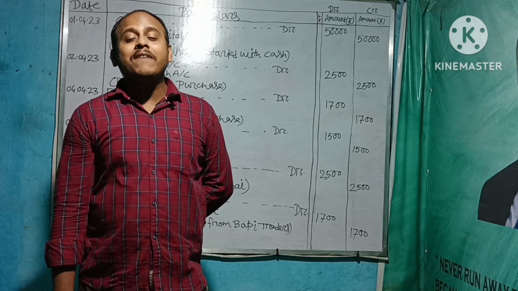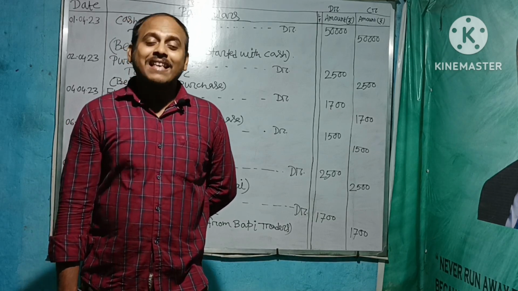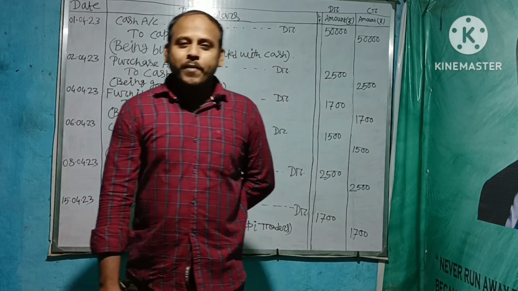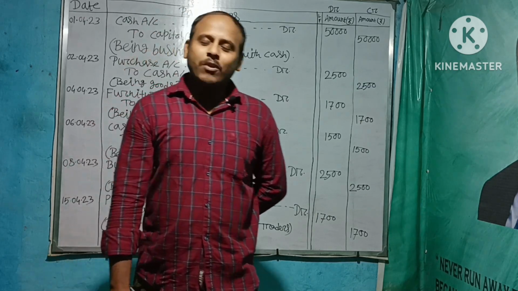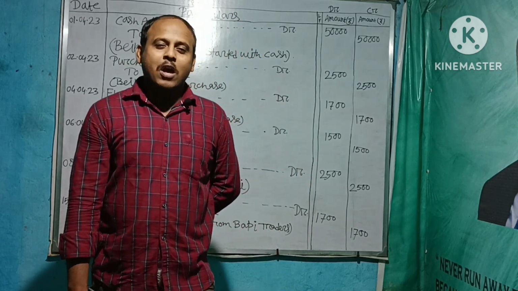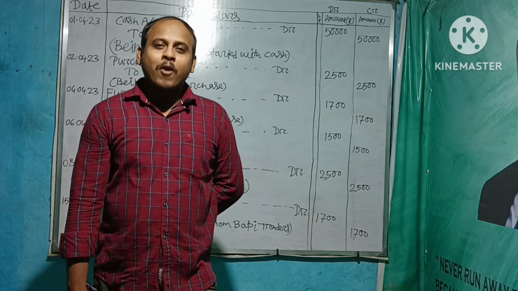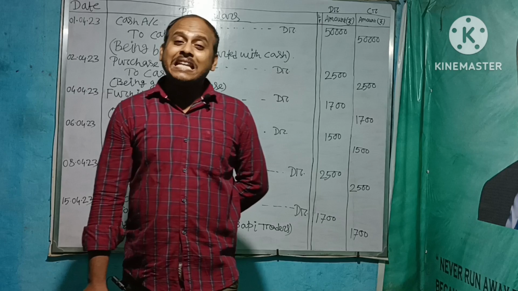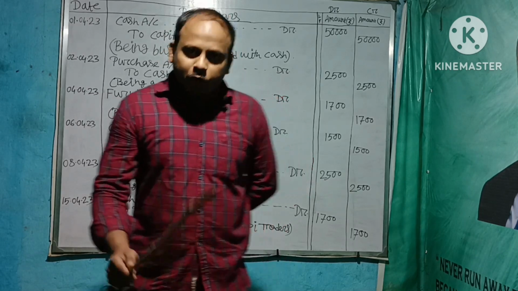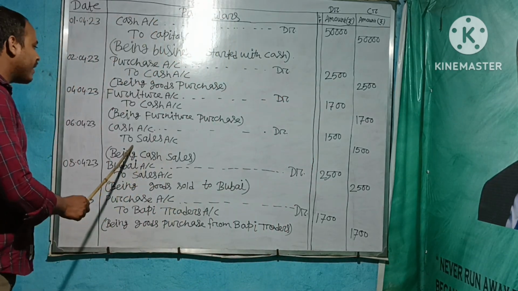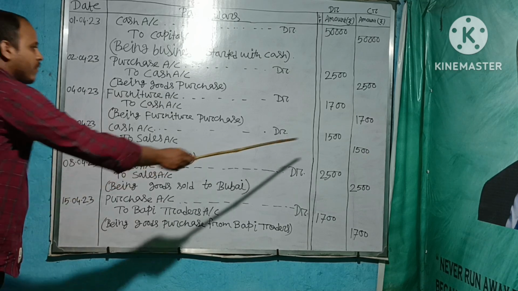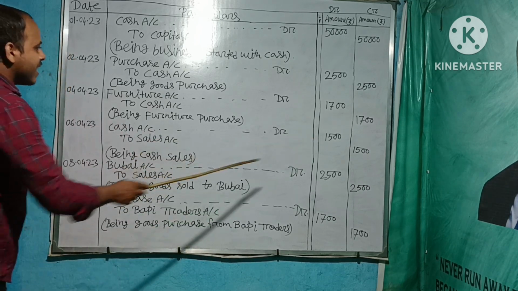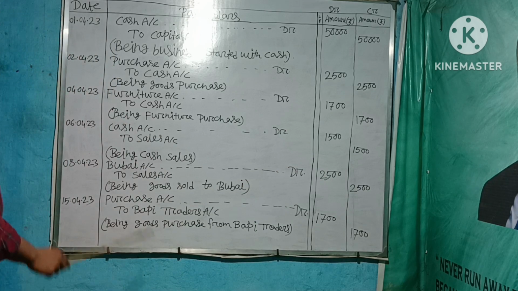Second, sales is an example of a nominal account. If we sell something, then we earn some amount of money. Sales is always income. For that reason, as per the golden rule of accounting, in case of a nominal account, income or profit is always credited. For that reason, sales will be credited. Basically, cash account debit 1,500, to sales account 1,500. Narration: being cash sales.